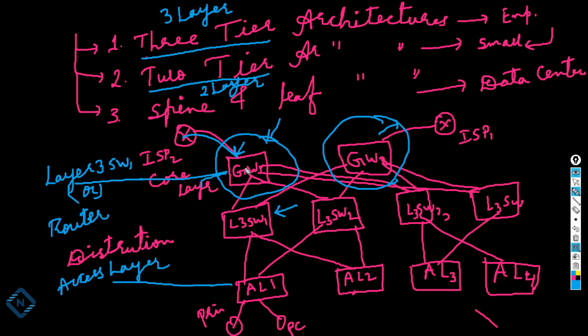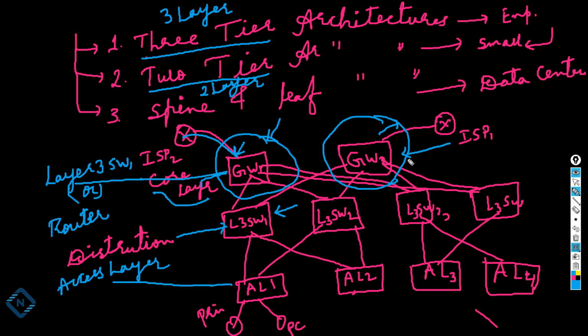So what we are saying is, we have three layers in a three tier architecture. That's why we are calling this a layer 3 architecture. One layer we call the core layer, another layer we call the distribution layer, another layer we call the access layer. So here in the core layer, we will not do any policy configuration.